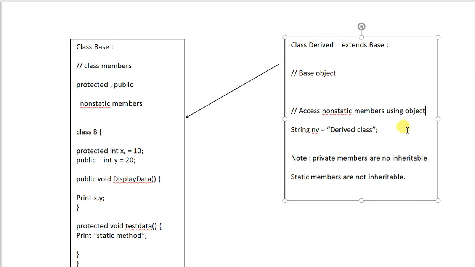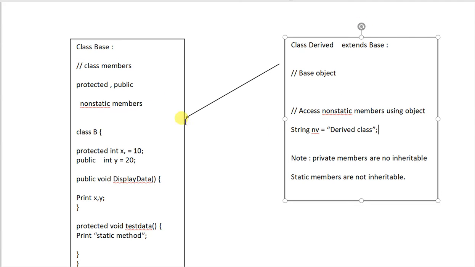Now, what are all the non-static members available over here in class Base? x, y, and displayData is a method, testData is a method. All of these can be inherited, and the derived class can have its own properties. Here we wrote one string, a dummy value which we initialized, and we can print it as it is. Let us check how we can execute this, so that we can access all the members present in the base class in the derived class.